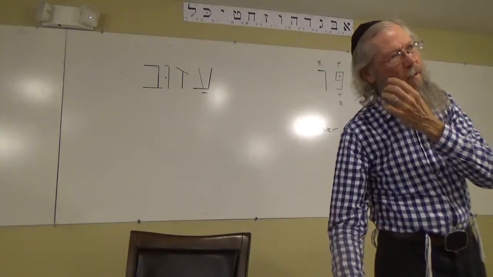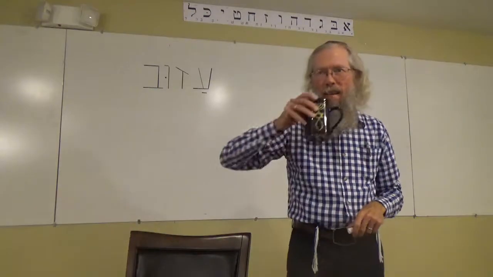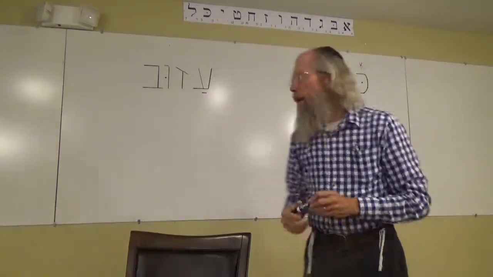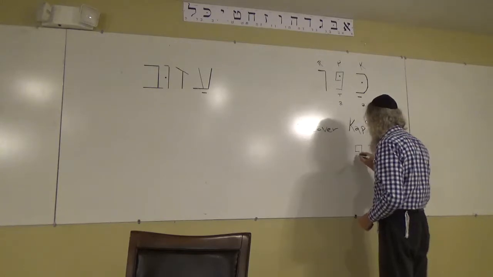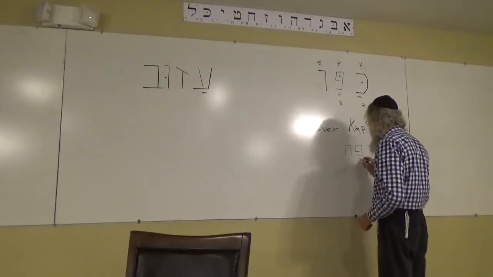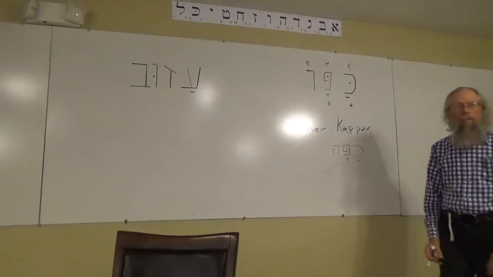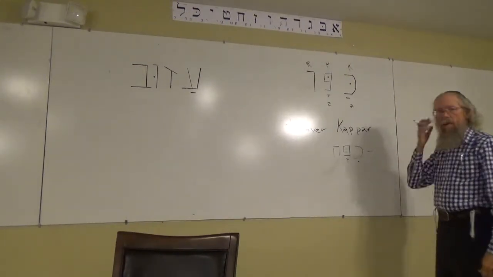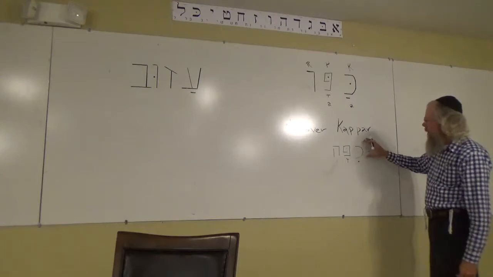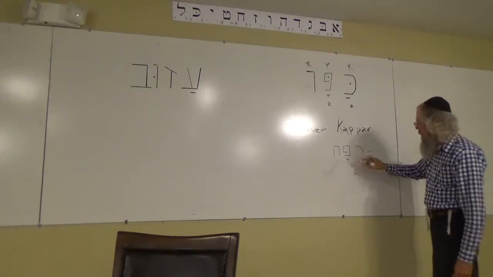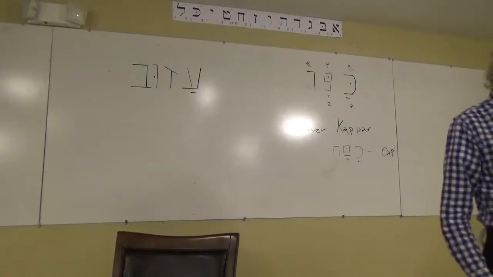Yes, very good. So from this, we get the word kippa. And kippa means? Cover. A cover. It is from kapad. Notice the kaf and the pe. To cover.